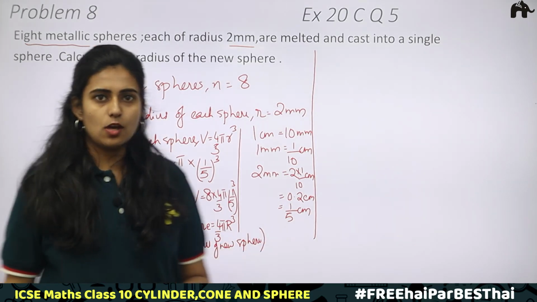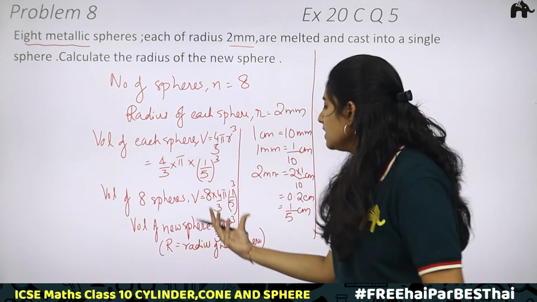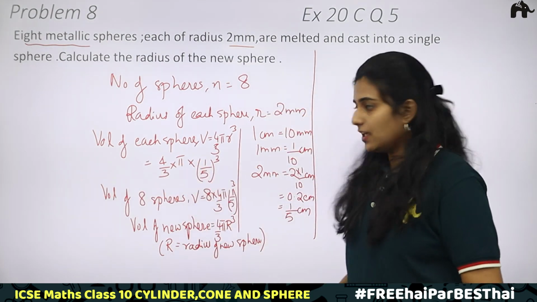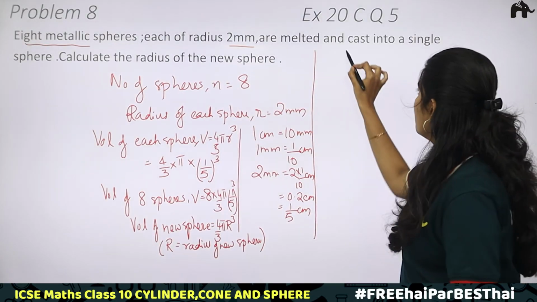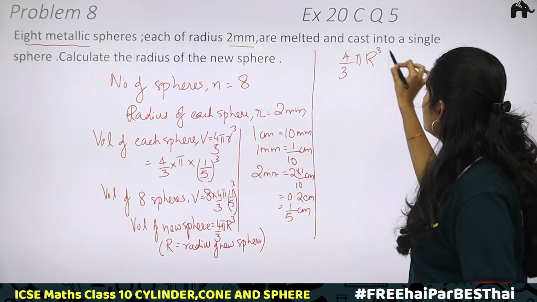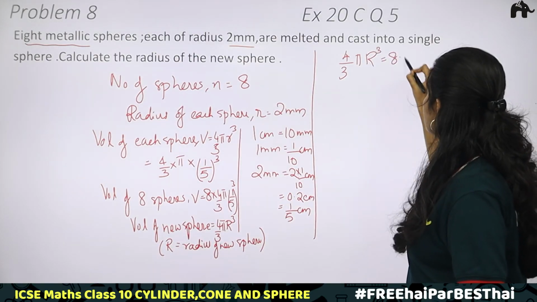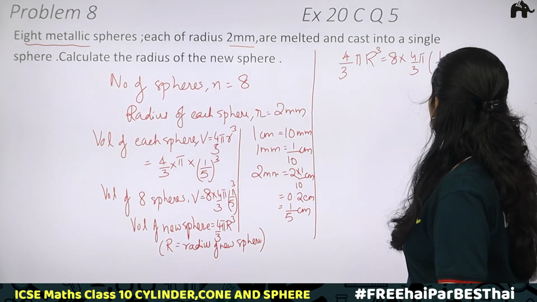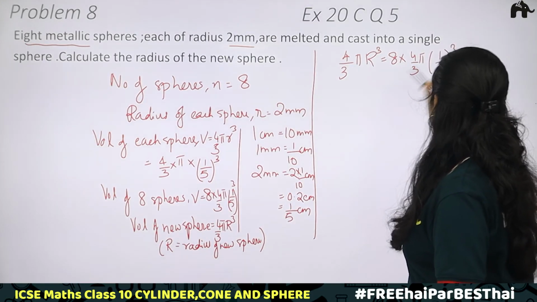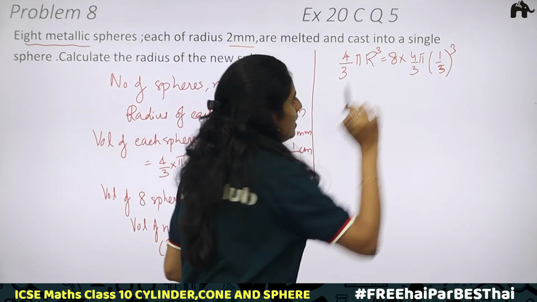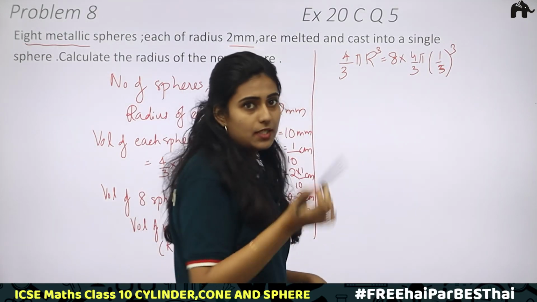Capital R is the radius of the new sphere. So this volume and the volume of the smaller 8 spheres will be equal. 4 by 3 pi capital R cube will be equal to 8 into 4 by 3 pi 1 by 5 whole cube. From the left hand side and right hand side, the common terms can be cancelled.